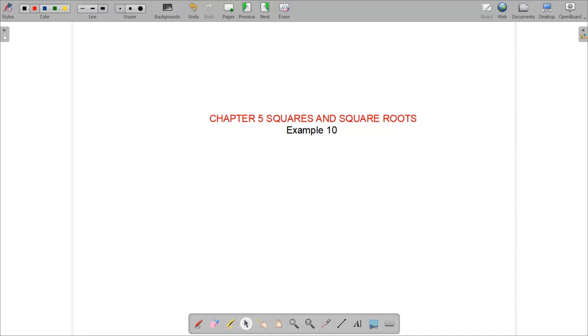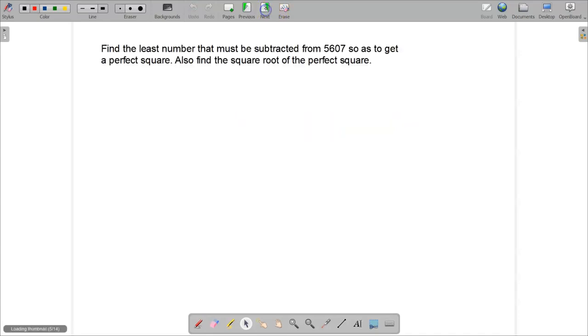Hello students, welcome you all to the video lecture on chapter number 5, squares and square roots, example 10. The question is, find the least number that must be subtracted from 5607 so as to get a perfect square. Also find the square root of the perfect square.